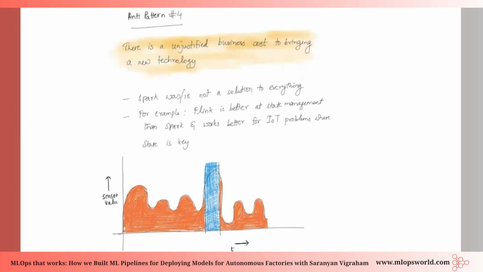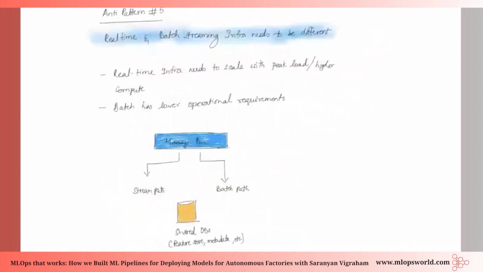But within ML, as the landscape changes very fast and as technologies evolve, it is worthwhile to think about. The fifth one is that the real-time and batch streaming infra needs to be different, right? This is a normal expectation a lot of people have, because batch is a lower operational requirement. You could run things based on historic data, do a lot of stuff. The problem is it introduces redundancy in the infrastructure.